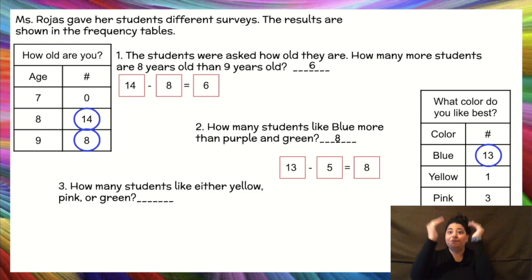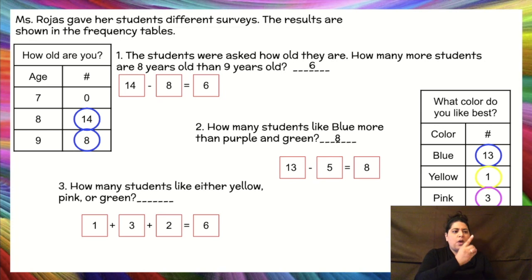All right, next question. How many students like either yellow, pink, or green? And you already know what I want you to do. I want you to go back to your frequency table and identify the numbers that you're going to be using. Okay? So I'm using yellow. I've gone over and circled it. I'm using pink. Okay, I've gone over and circled it. And I'm going to be using green. So now all I have to do is add these things up. 1 plus 3 plus 2, super easy, 6.